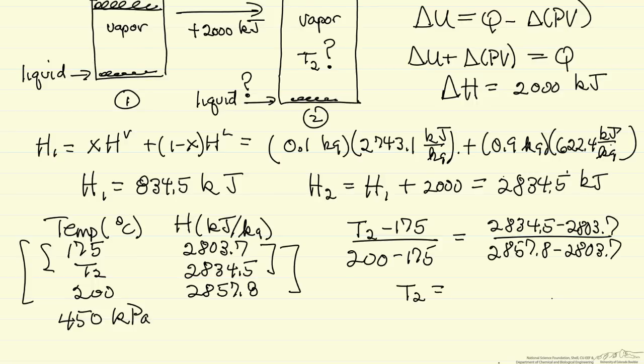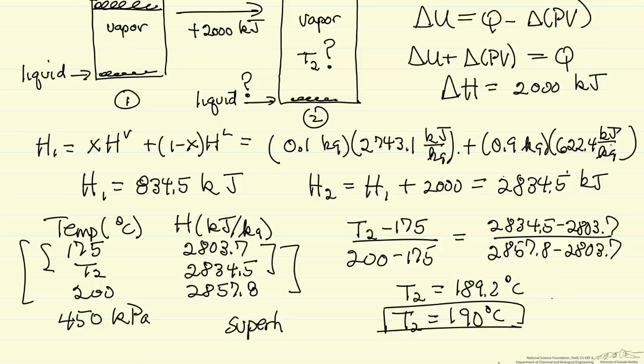If I do that, I get 189.2 degrees C. Significant figures. I'm going to call this 190 degrees C. So we have superheated steam, and it's at 190 degrees C.